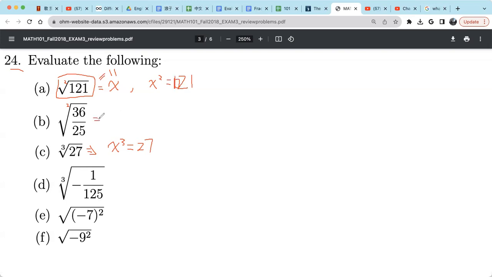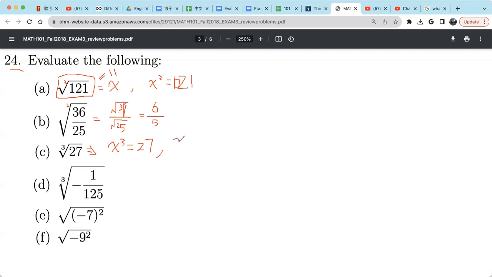For this one, it is a fraction, all under the square root. We can split it into the numerator 36 under a square root, oops, sorry, and the denominator 25 under a square root. So we can split into 2 radicals, numerator with a radical, denominator with a radical. Now, the square root of 36 is 6, because 6 squared is 36. The square root of 25 is 5, because 5 squared is 25.